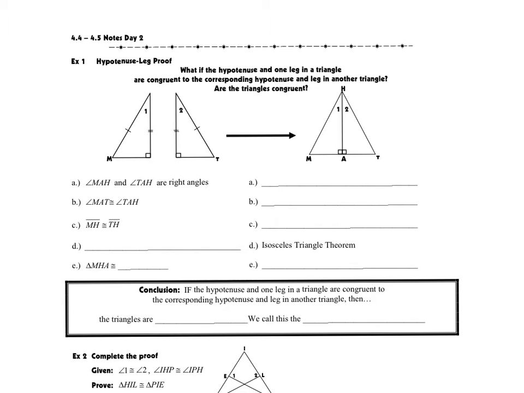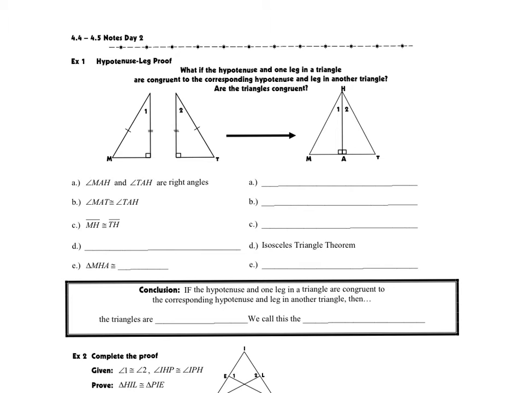All right, ladies and gentlemen, we are on to section 4.4, 4.5 notes, day 2. If we're looking at example 1, it asks us, what if the hypotenuse and one leg in a triangle are congruent to the corresponding hypotenuse and leg in another triangle? Are the triangles congruent?